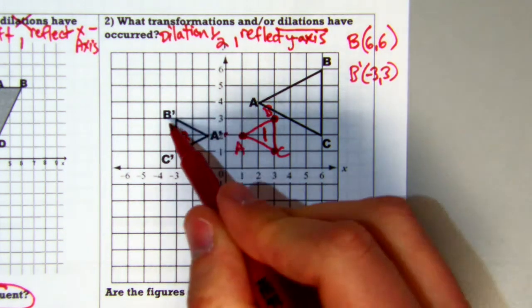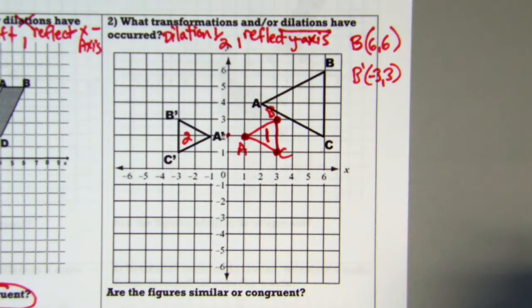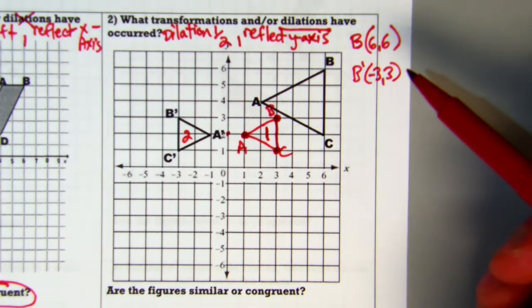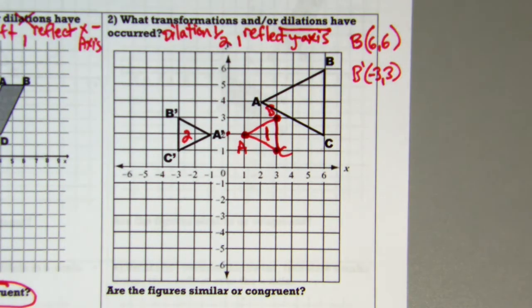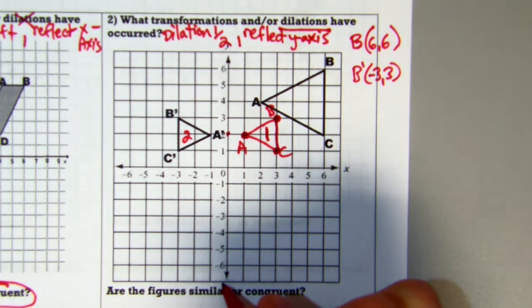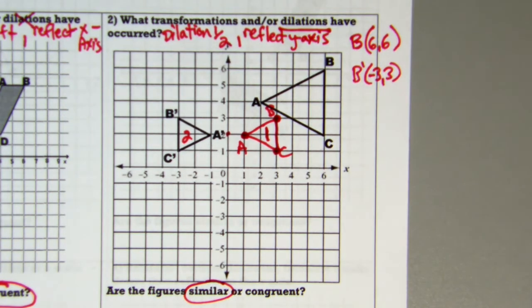B goes over 3, 3 more, and same with C. So my two transformations is dilation by half and a reflection on the y-axis. And then are the figures similar or congruent? They are the same shape, but they are different sizes, so they are similar.